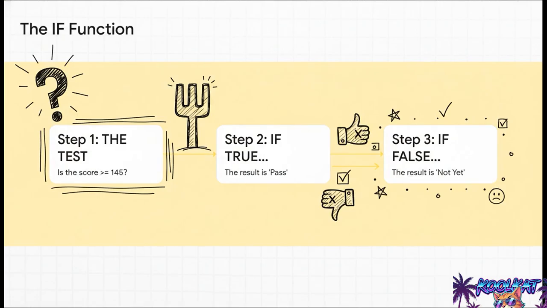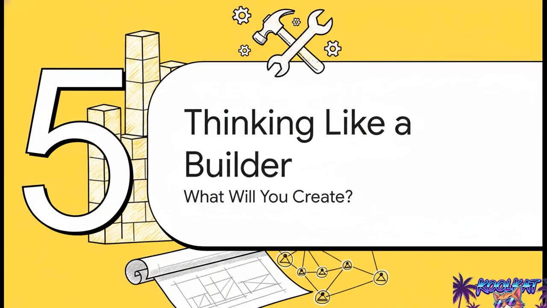Let's add one more that's a total game changer, the IF function. This lets your spreadsheet make a decision. It's like a fork in the road. First, you give it a logical test, a simple question like, hey, is the score in this cell 145 or higher? Then, you tell it what to show if the answer is yes, in this case, pass. And finally, what to show if the answer is no, like not yet. This is your very first step into spreadsheet logic. So cool.